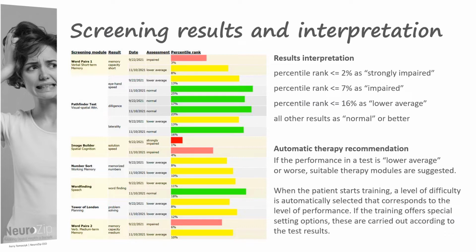If trainings offer special setting options, these are carried out according to the test results. A special feature offers the Pathfinder Visual Spatial Attention Test. This test recognizes also a slowdown on the right or left visual field, which may indicate a visual spatial neglect or hemianopia. Accordingly, some basic training settings for the patient will automatically be modified. If the result is strongly impaired, the optokinetic stimulation is activated additionally.